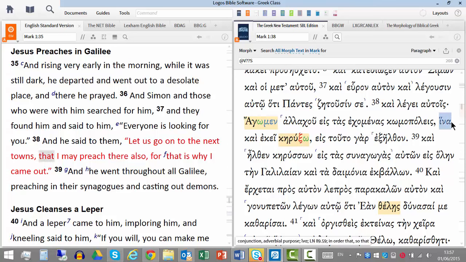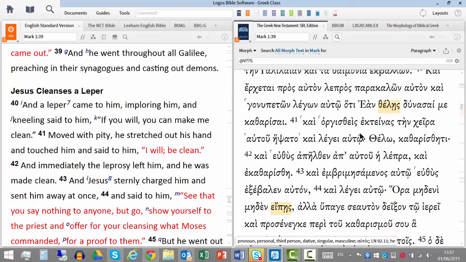A very easy way to know that this is subjunctive would have been to notice the hina. Hina is an absolute giveaway that a subjunctive is coming. Now, by the way, keruxo would also be the form for the future active indicative first person singular, I will preach. In this case, the hina tells me for certain that I'm looking at a subjunctive. It means in order that I might preach there. It's a purpose clause.